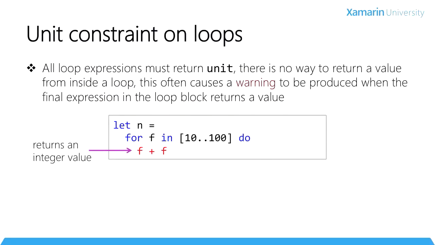And the last point is interesting. All loops actually must return unit as a result. It's expected by the F# compiler. However, where the expression gets the value is from the final statement evaluated.